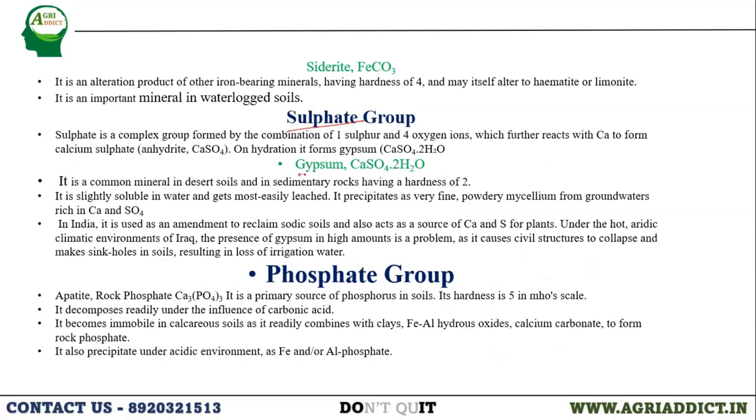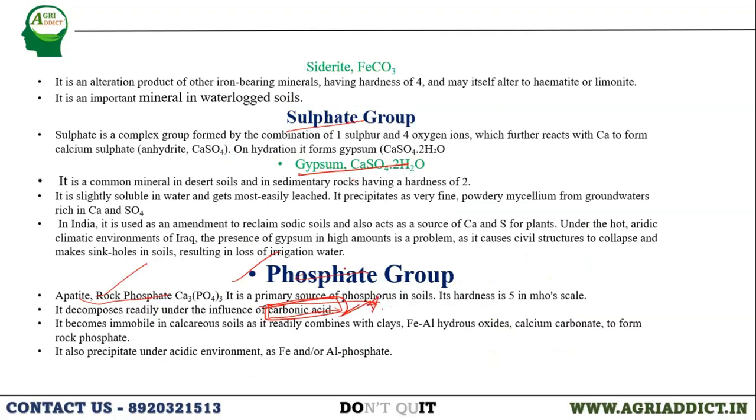If carbonates are over and oxides are over, next is sulfate. Sulfates means what we'll remember? Gypsum, CaSO4·2H2O. Other one is the phosphate group. Most common is rock phosphate, which is a primary source of phosphorus in soil. Rock phosphate is not that reactive with water. But when it reacts with carbonic acid, it decomposes very fast. This is important. Rock phosphate.